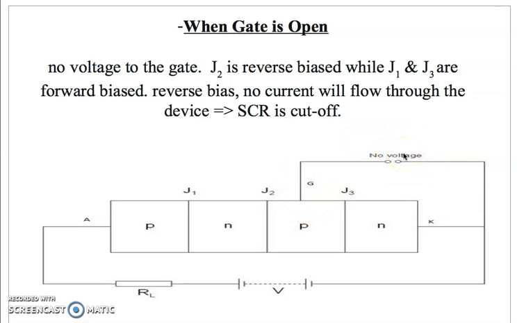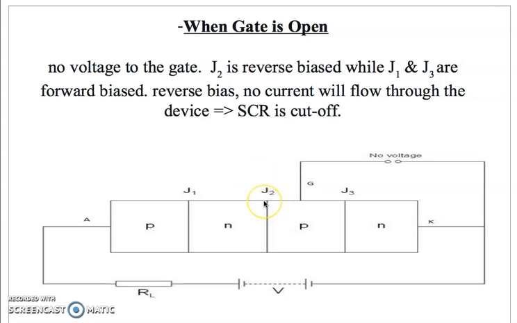Under this condition, since positive is connected to this P and negative is connected to this N, this junction J1 is forward biased. Similarly, positive is connected to this P and negative is connected to this N, so the junction J3 is also forward biased. But if we talk about J2, the positive is connected to N and negative is connected to P, hence J2 is reverse biased. J1 and J3 are forward biased and J2 is reverse biased.